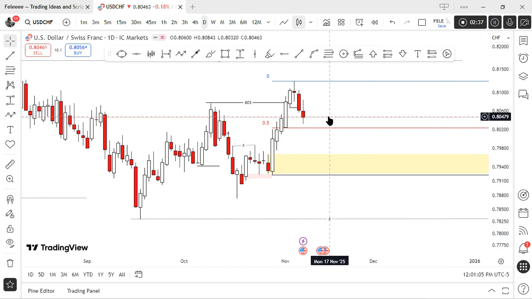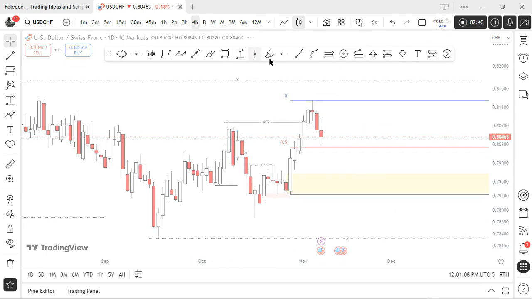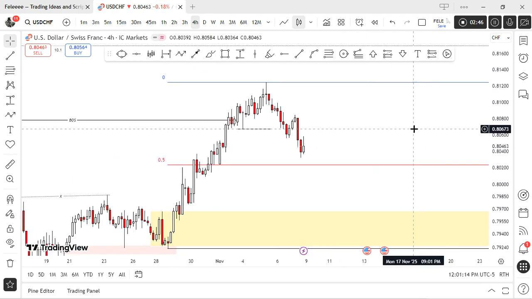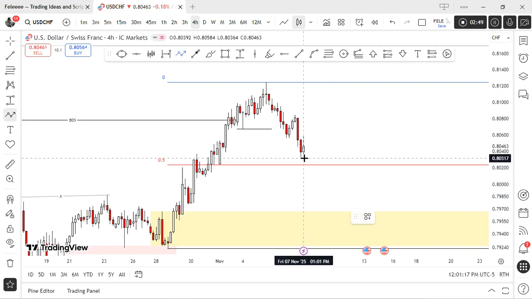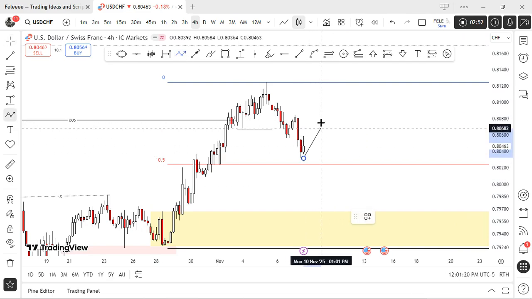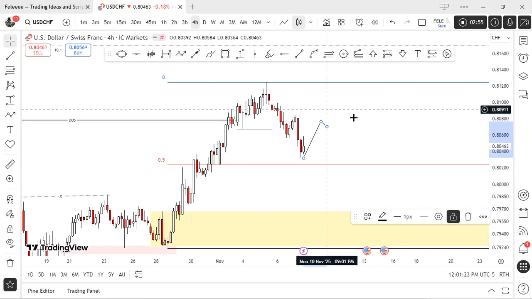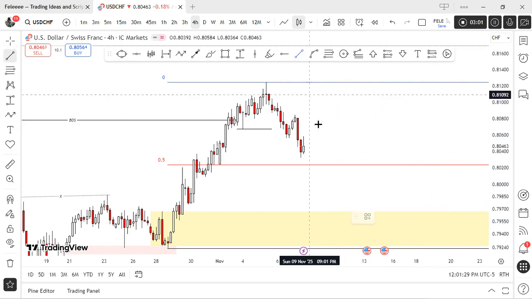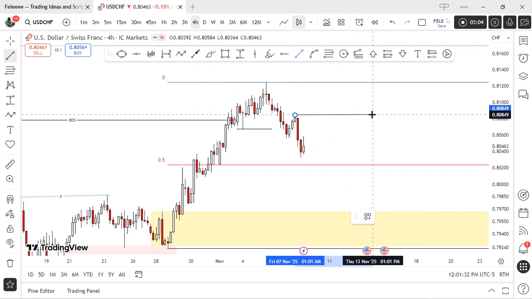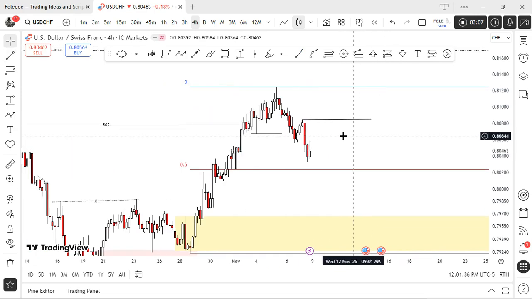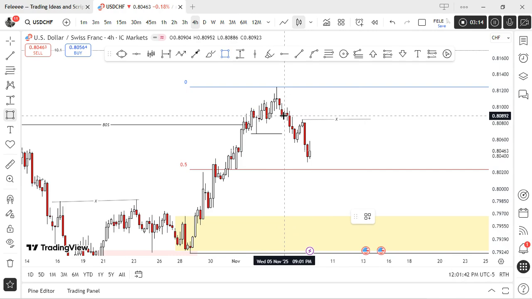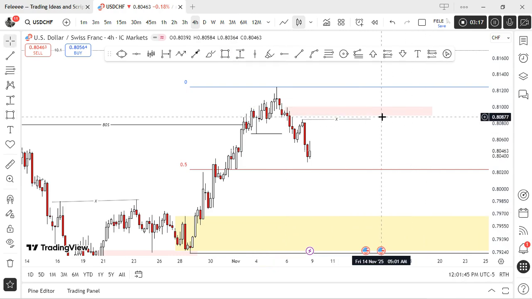So my view on USD CHF this week is, if the market is gonna start buying from where it is right now and start going upside, I'm gonna anticipate this as an inducement, or liquidity, before price comes to test the fresh unmitigated zone above.